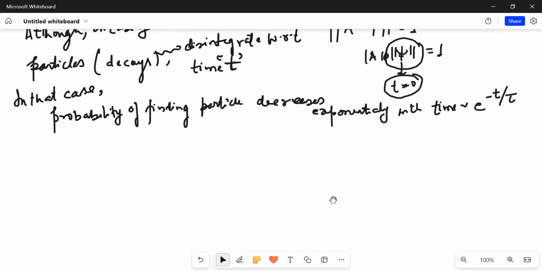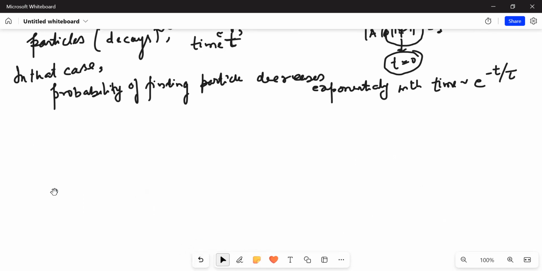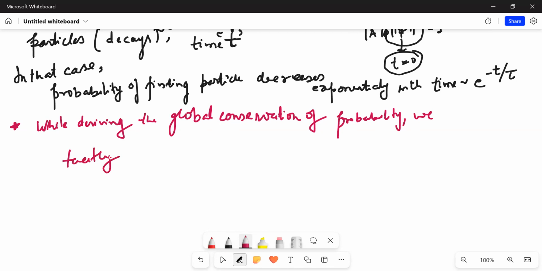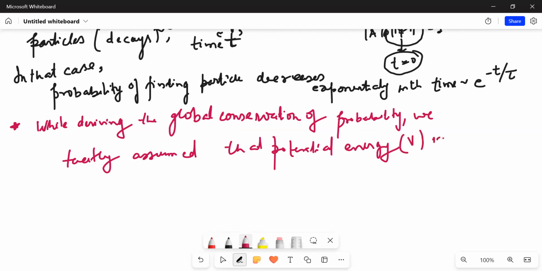So all these things are statements from global conservation of probability. While we were discussing global conservation of probability, while deriving it, we tacitly assumed that the potential energy V is a real function, a real valued function.